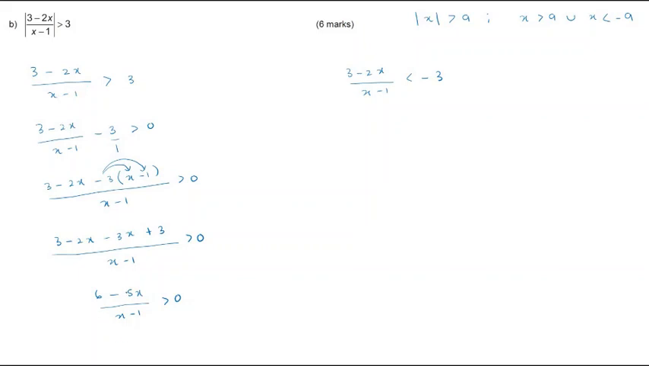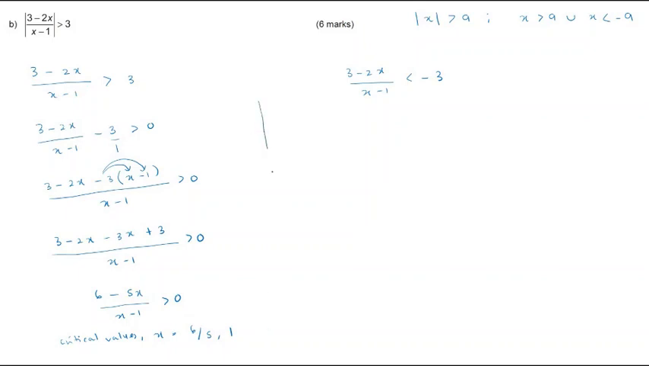Okay, now that we have fraction, from here we can take critical values. X from numerator, 6 minus 5x, so x equals 6 over 5. And then from denominator, x minus 1, so x equal 1.